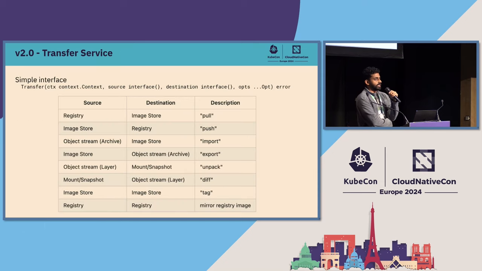So this transfer service has a very simple interface. Basically you have a source and a destination, and depending on the source and destination, it maps to the operation that you want. For example, a pull is basically a transfer from a registry to the image store. A push is from the image store to the registry. And similarly, you can see import, export, unpack, diff, tag, etc. And registry to registry is mirroring a registry image, which is still not implemented.